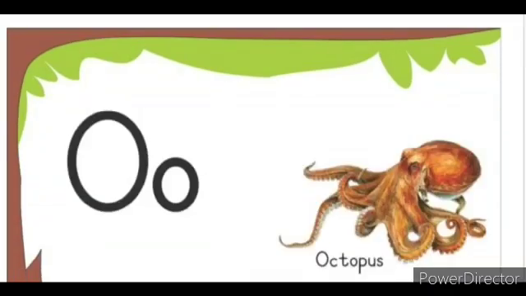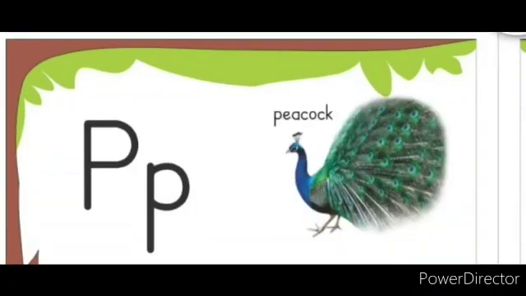Capital O, Mama O. Small o, baby O for octopus. Capital P, Mama P. Baby P, small P for peacock.